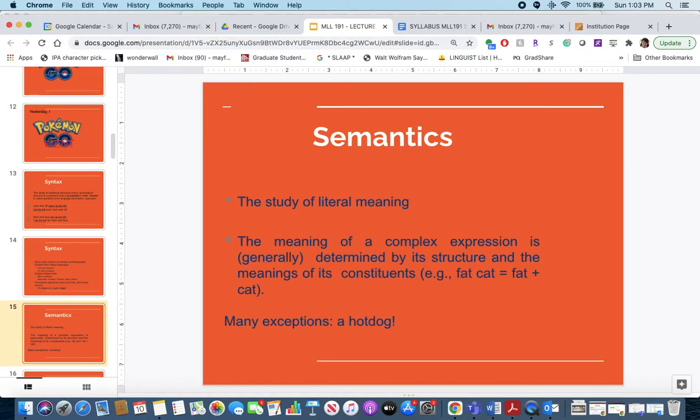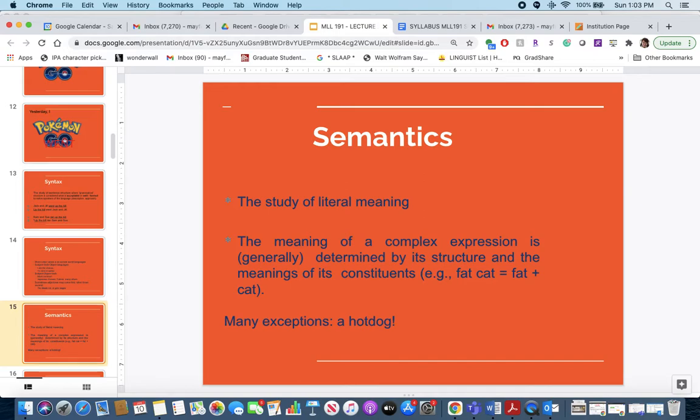Semantics is the study of literal meaning. So now that we actually know how words are formed, how do they make sense in the real world? So we're able to kind of understand the meaning of an expression by the structure and the meanings of its constituents. So for example, we're able to say, all right, that's a fat cat, right? That's a chonk, right? And you'd be able to say, okay, I know what the word fat is, I know what the word cat is, so let me put those together, fat cat.